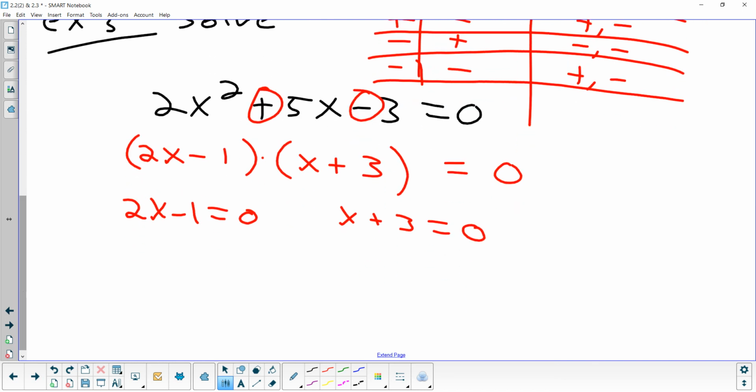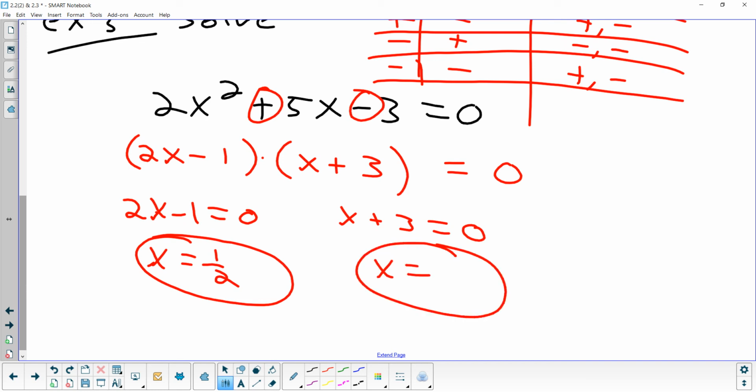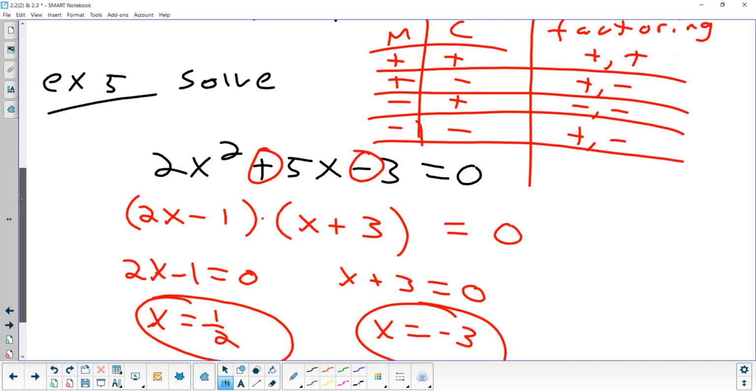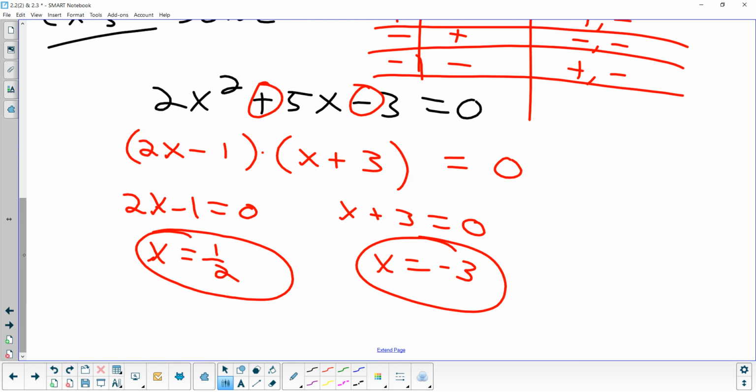Now, what value of x would make the one on the left 0? Say it again. 1. So what's 2 times 1? So then 2. I mean, sorry, then 1/2. So 2 times a half is 1. Take away 1 is 0. That works. And Abigail, what would make this one 0? Negative 3. So those are both of the answers. Okay, so that's that. Any questions on that one?